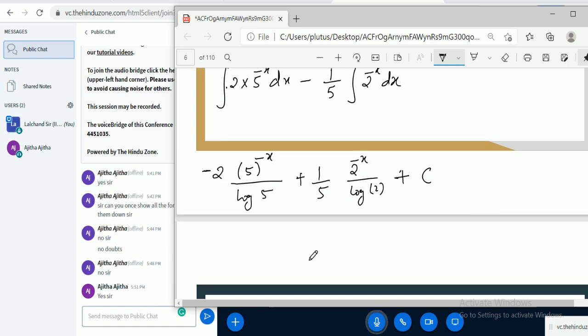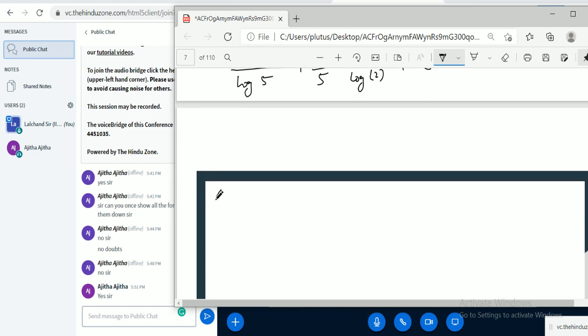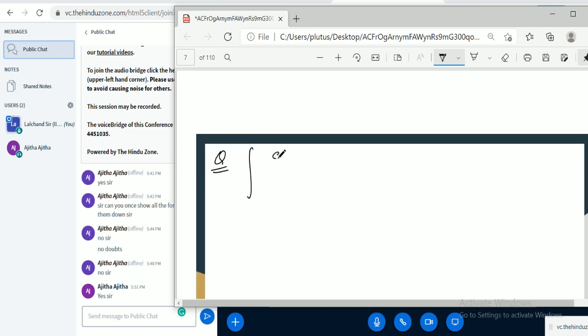Okay, let us try to solve a few more questions. The next question is the integral of sec x divided by sec x plus tan x into dx. So can you solve this?